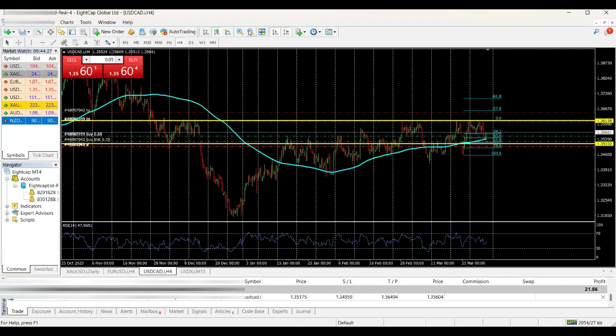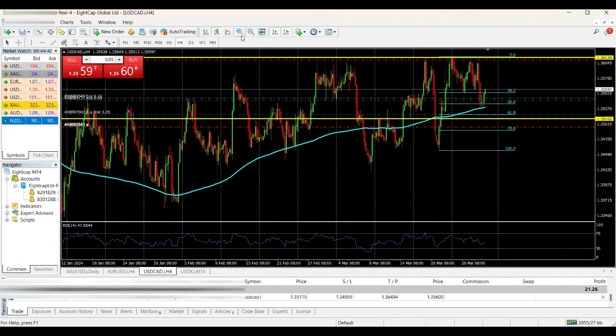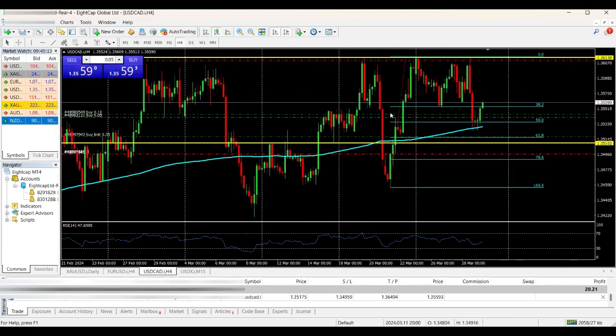So I'm aiming to make about, let's say, 100 pips, like over $200 on my personal and about $2,000 on my funded account. So I'm aiming to make about $2,200 for the day. Yet again, this is a live analysis, right?